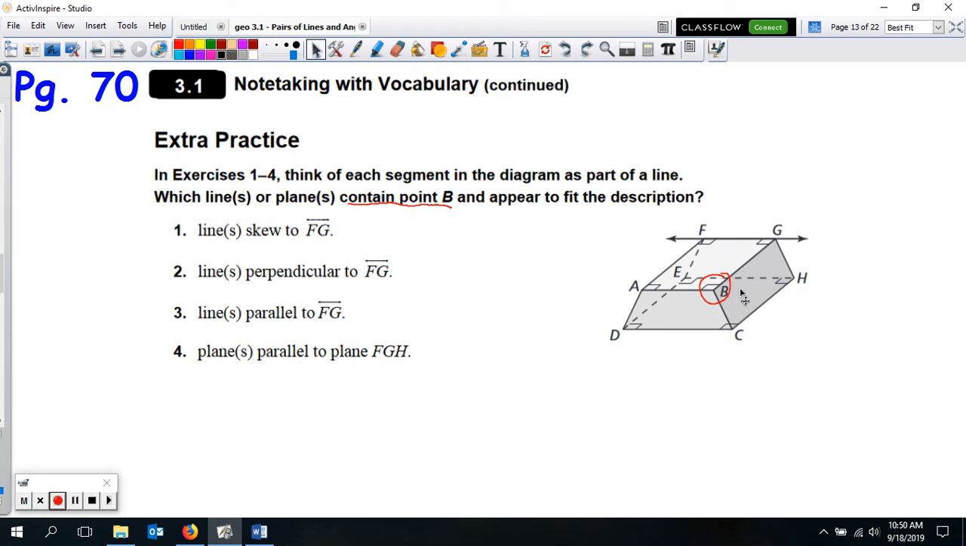So if we think about where this FG is, which is over here, well, AB, skew, remember, means that they're not going to intersect, but they're also not in the same plane. AB is on the same plane as FG. They're not going to intersect. It looks like they're probably parallel, but they're on the same plane. BG, right here, would also be on the same plane, and they are definitely going to intersect at point G. So this one right here, BC, doesn't look like they'd intersect. They're definitely not in the same plane. So we're looking at probably BC.